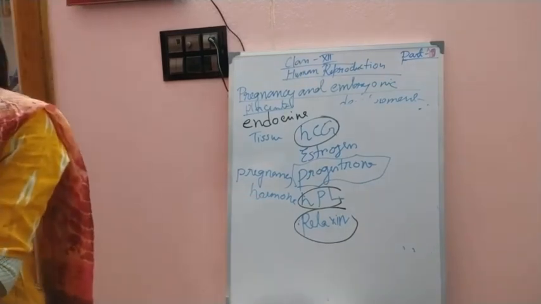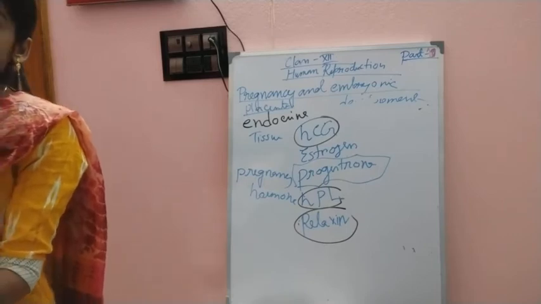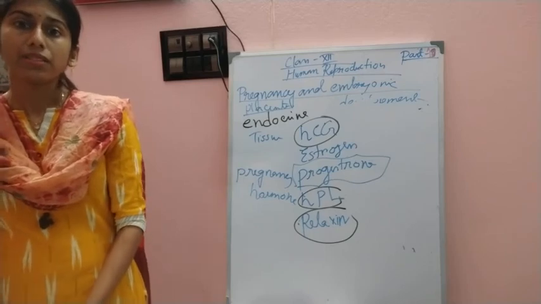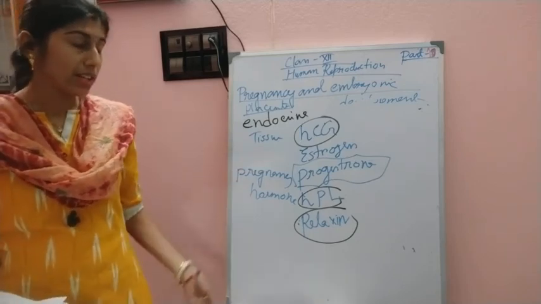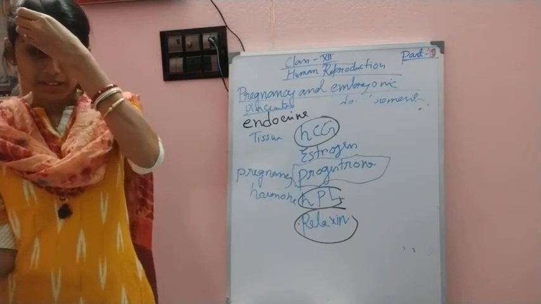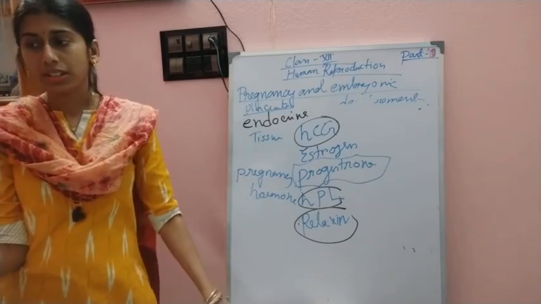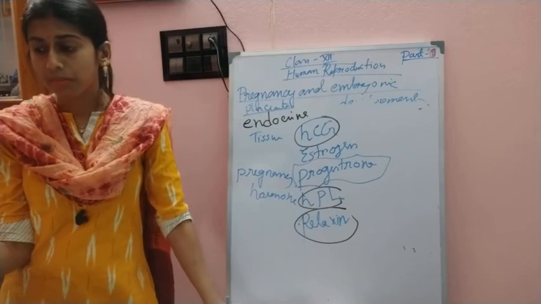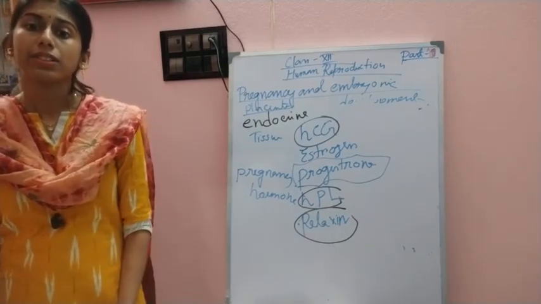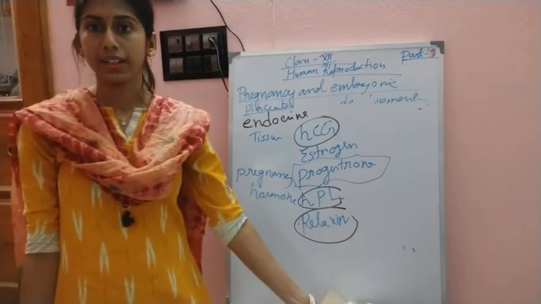So immediately after implantation, what happens? Changes in the different layers, that is ectoderm, endoderm and mesoderm, take place. So in our next class we will see how these three germ layers are formed and what different changes can be seen in different months of pregnancy.